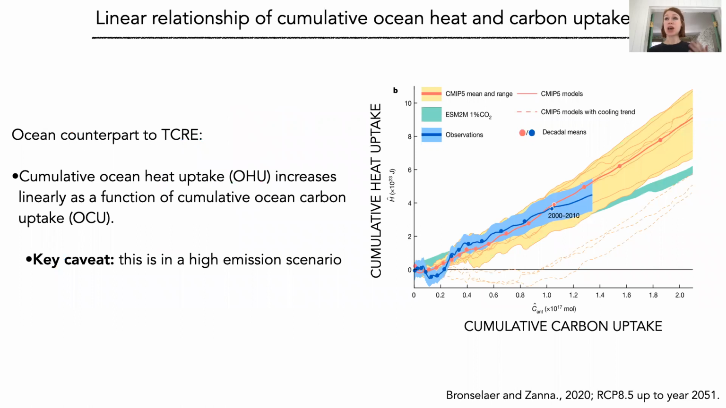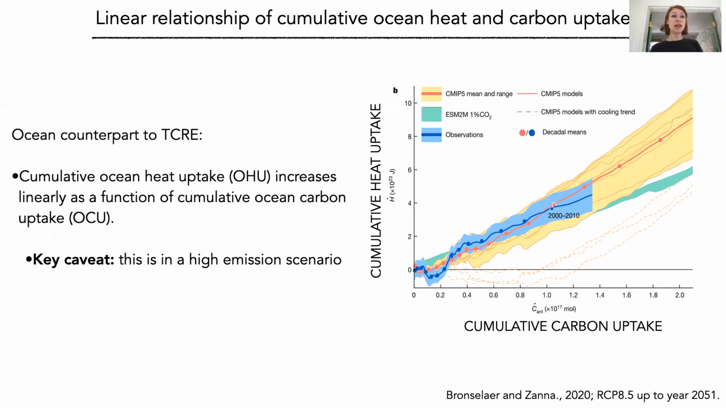A related and somewhat analogous relationship to TCRE has been presented in the ocean in a study a few years ago by Ben Bronselaer and Lorzana, which describes the relationship between cumulative ocean carbon uptake and cumulative ocean heat uptake. As they showed here, there's also quite a linear relationship between these two properties, implying that we could describe total ocean heat uptake as a linear function of total ocean carbon uptake. So that's important to know.